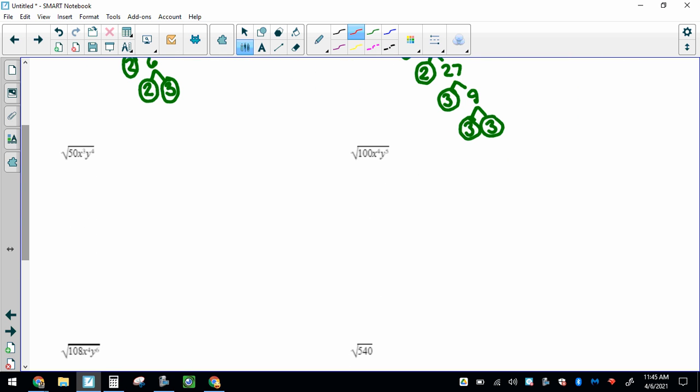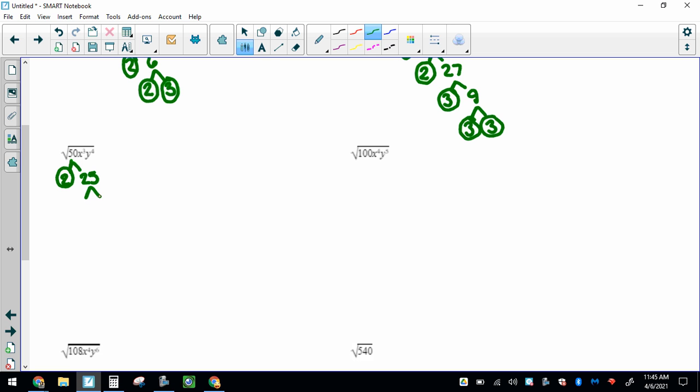All right, now let's try the next one. Now these next ones have variables in it, but that's okay. They work exactly the same. So we're going to start by still just making a factor tree for 50. So I like to start by dividing by 2. 50 divided by 2 is 25.